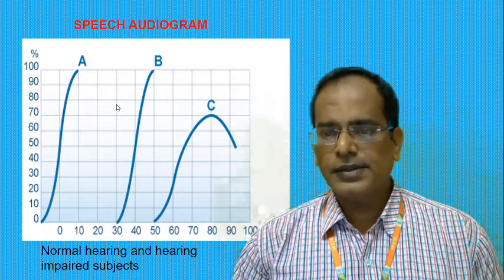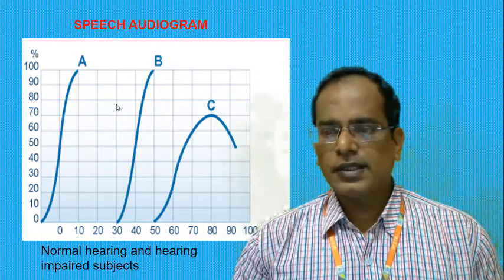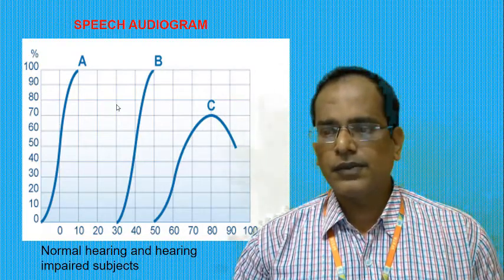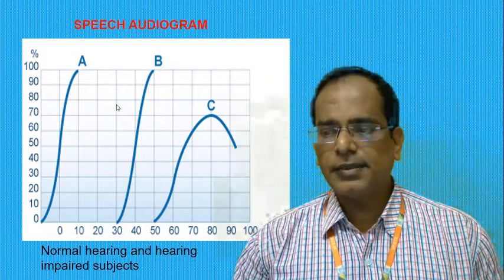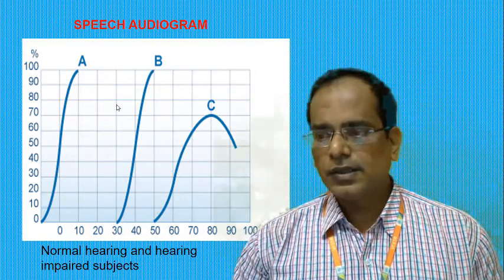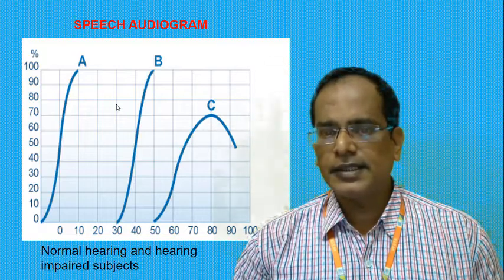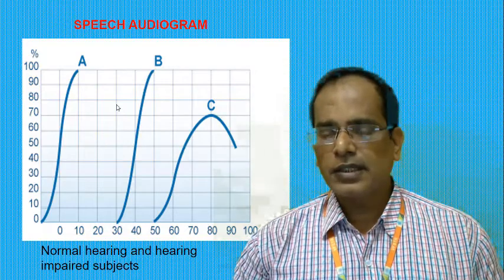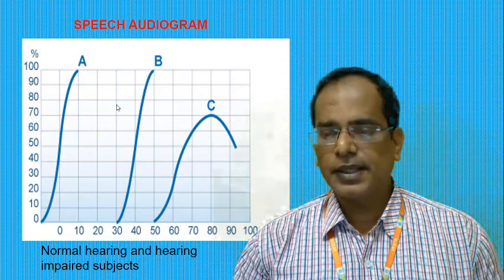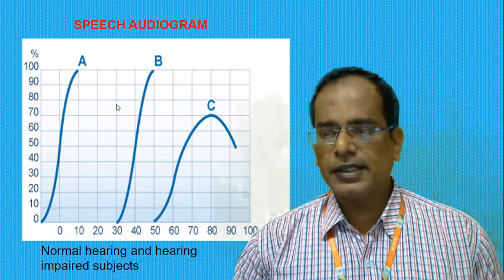And curve C indicates profound loss of speech intelligibility. You can see it in graph C. The distortion occurs at an intensity greater than 80 dB HL. At 80 dB HL the distortion is occurring and we are not able to identify the word properly. So this is called profound loss of speech intelligibility.